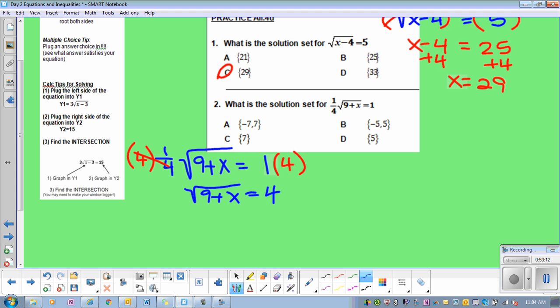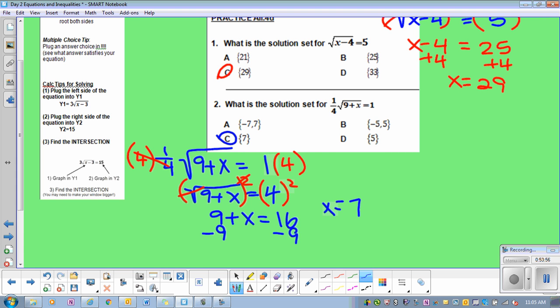How do you get rid of the square root? Square it. Yes. Square it. You're right. Alright. 9 plus x equals 16 then, right? So then what? Subtract. It's 7. Good, so x equals 7.